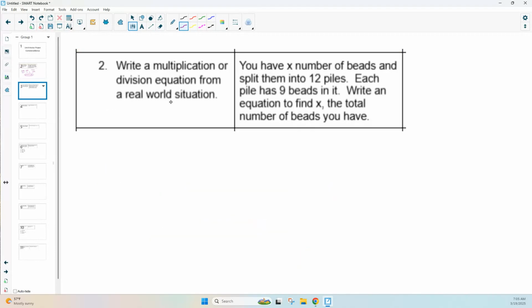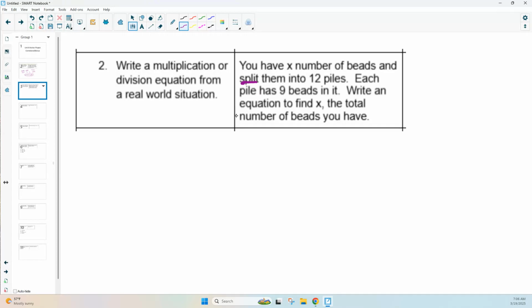Now we need to write a multiplication or division equation from a real-world situation. You have X number of beads and split them into 12 piles. Each pile has 9 beads in it. Write an equation to find X, the total number of beads you have.